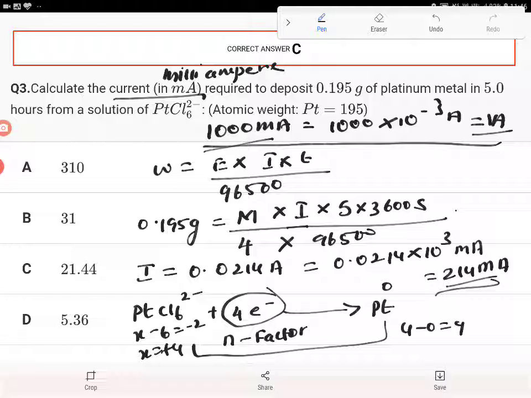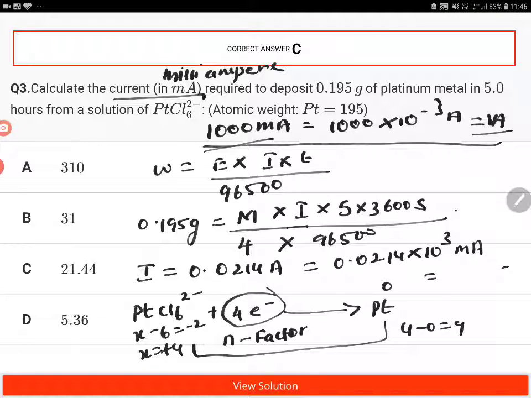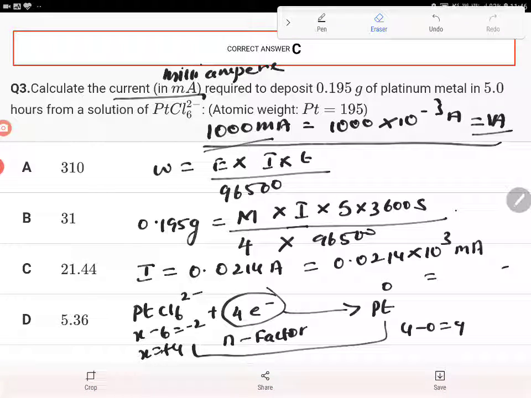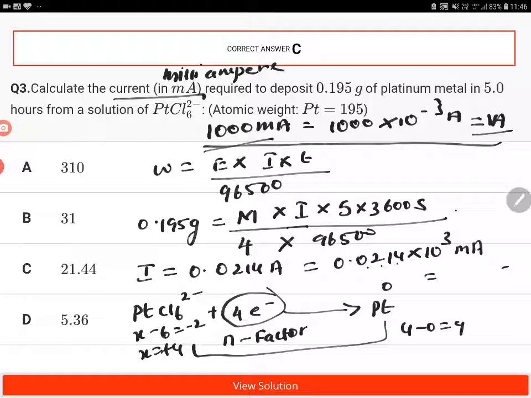One second, please hold on, children. Yes, I made a mistake in the answer. So you will get 21.4 milliampere. So therefore option C is correct.